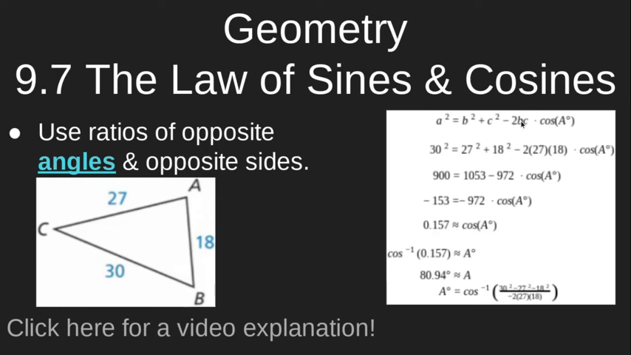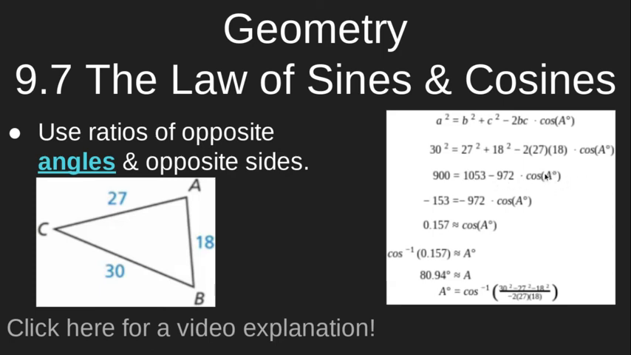And then again, the order of B and C doesn't matter tremendously, at least for this problem, because of the commutative property of multiplying, but you need to do negative 2 times 27 times 18. That's where the minus 972 comes from. And then you still have cosine of an angle you don't know, which happens to be A.